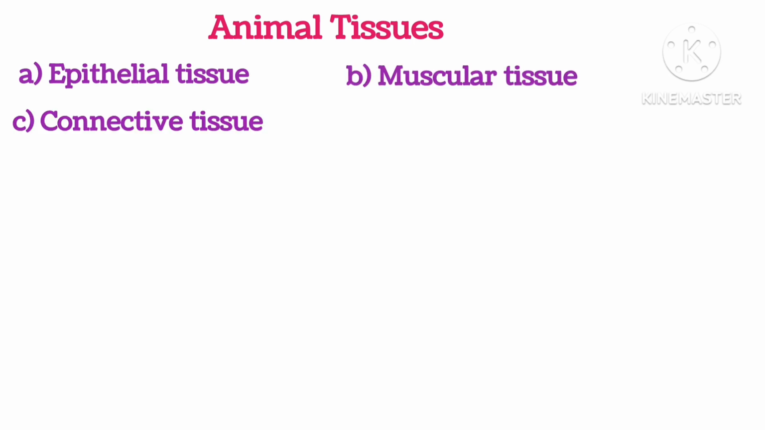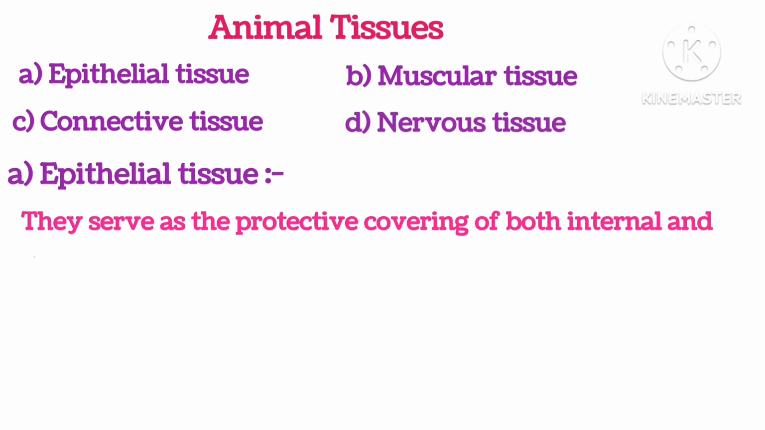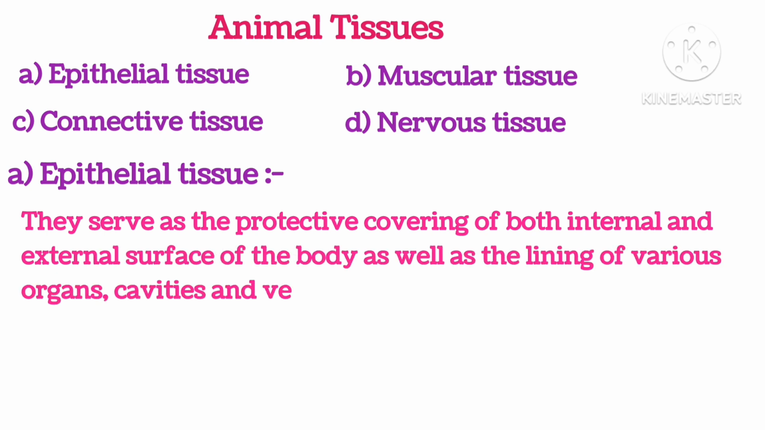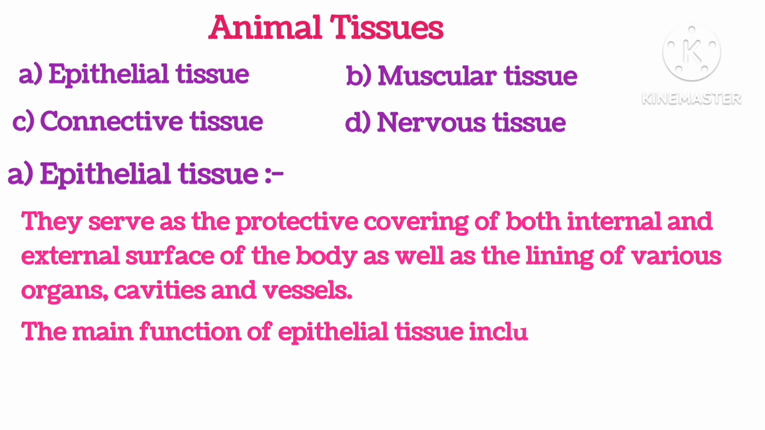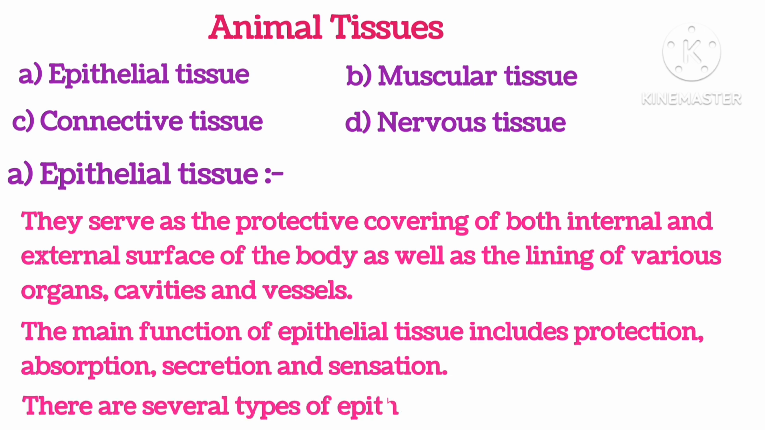Now let's study animal tissues. Animal tissues are of four types, epithelial tissue, muscular tissue, connective tissue and nervous tissue. So let's study epithelial tissue. They serve as a protective covering of both internal and external surfaces of the body as well as the lining of various organs, cavities and vessels. The main functions of epithelial tissue include protection, absorption, secretion and sensation. There are several types of epithelial tissues.